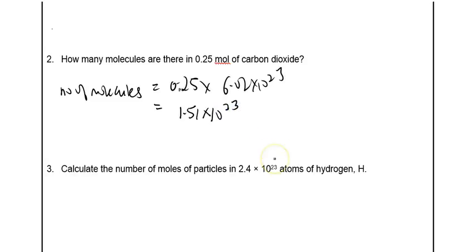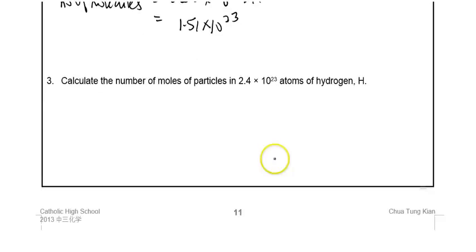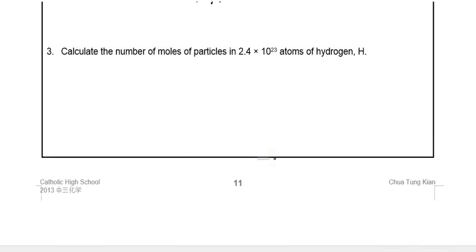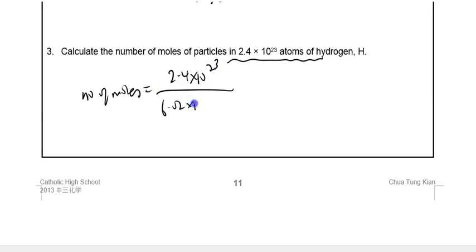For question number 3, calculate the number of moles of particles in so many atoms of hydrogen. So again, we use the same equation. Number of moles is equal to number of particles divided by Avogadro's constant, and we get 0.399 moles of hydrogen atoms.